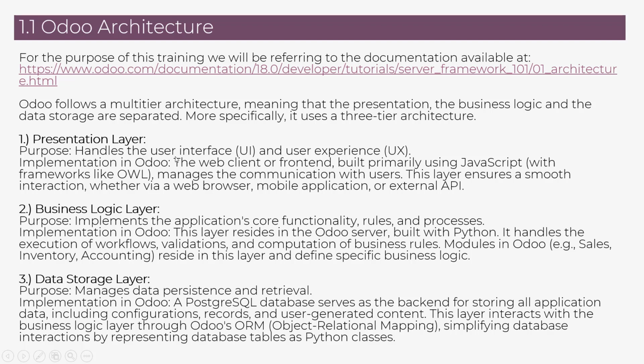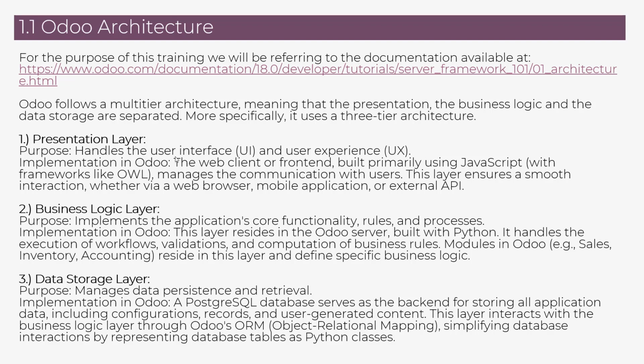So Odoo follows a multi-tier architecture, meaning that there is the presentation layer, the business logic, and the data storage, which are separated. Most specifically, it uses a 3-tier architecture. This is common in most other ERP systems, including SAP, Microsoft Dynamics, and others.